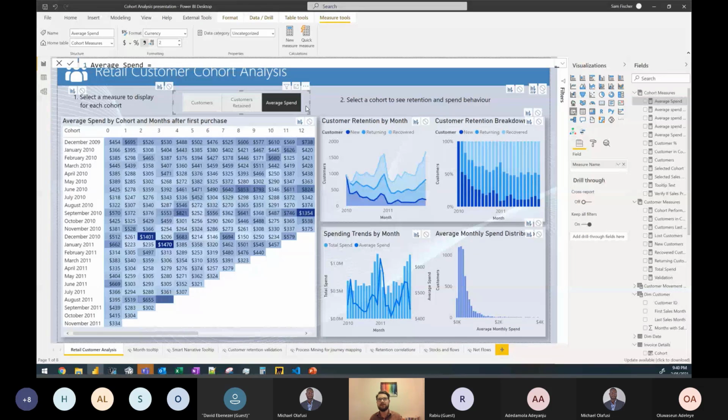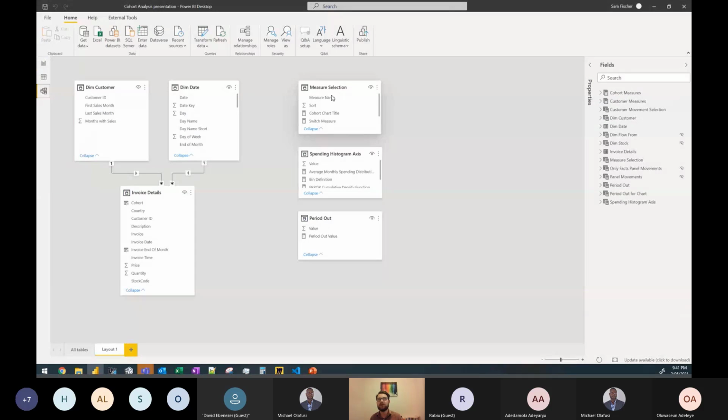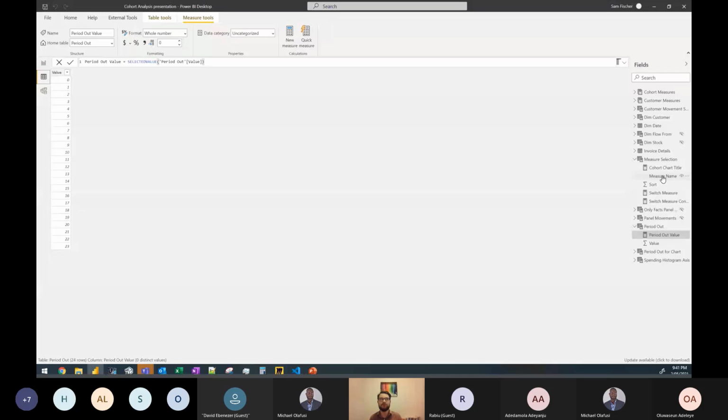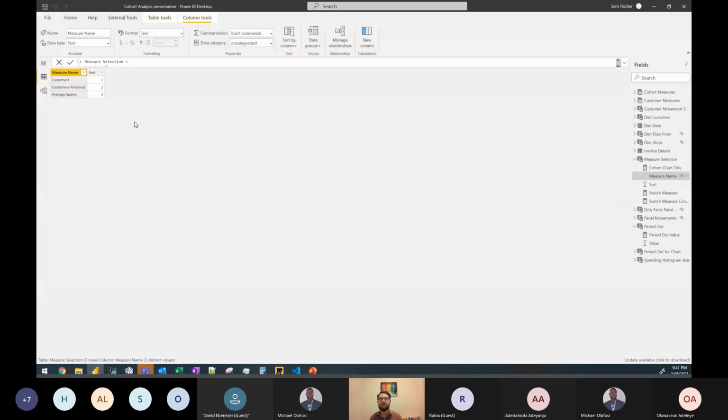But the way you set up this switch measure is, in the model, I've got another disconnected table, which I've called measure selection. That table is defined as just a list of the values that I want to be presented in that slicer at the top there. Because it's a disconnected table, it doesn't do any filtering on its own. But we have a measure that we use in the actual pivot table, this switch measure value.